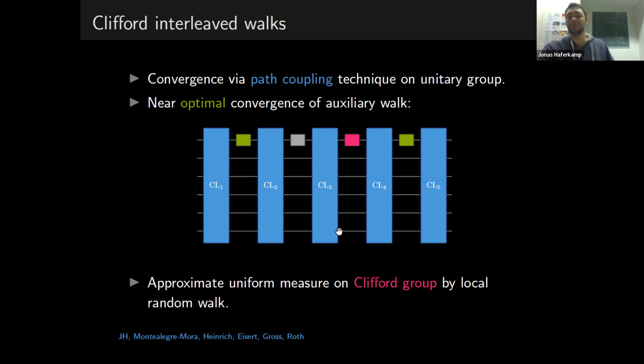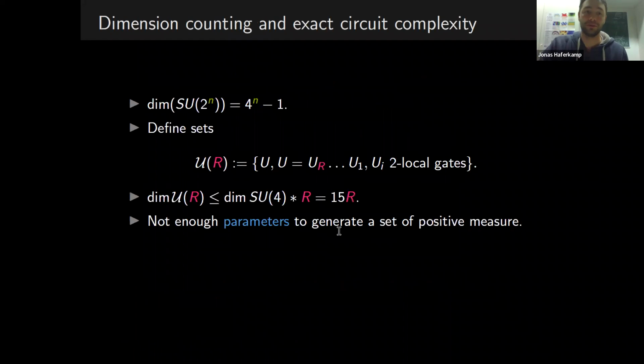And then what we can do is use the properties that I named above, namely that it's a finite group and that it's polynomially upper bounded. We can use this to approximate the uniform measure on the Clifford group in polynomial time, essentially, with a local random walk. Let's just keep this in mind when I talk about the second one, because the second result comes now.